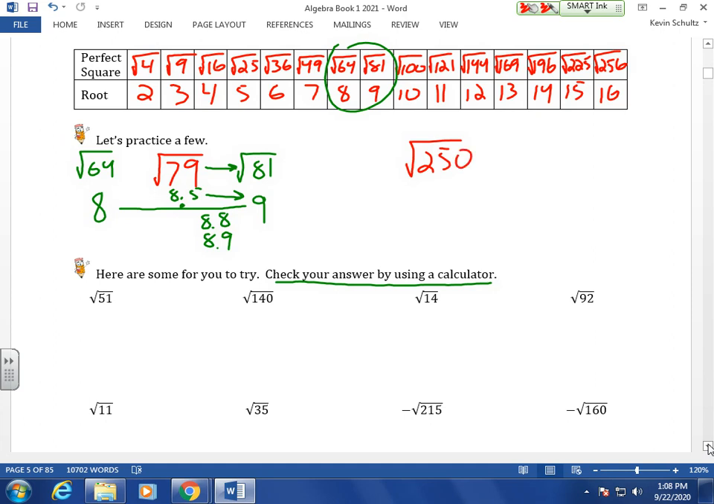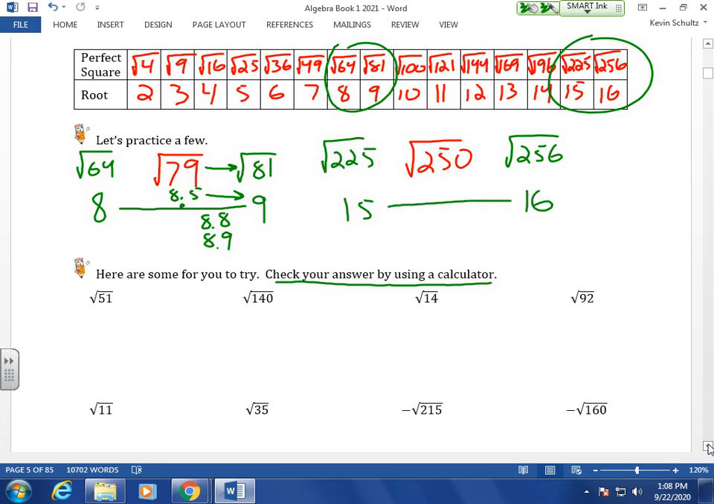Okay, so the root of 250. That's all the way at the right side of our table here. We're looking for the perfect squares that are below 250, the one that's next below, the one that's next above. And we see that 250 is going to be between 225 and 256. Because we know the values of 225, exactly 15, and 256, exactly 16, we know that the root of 250 is somewhere in between 15 and 16.